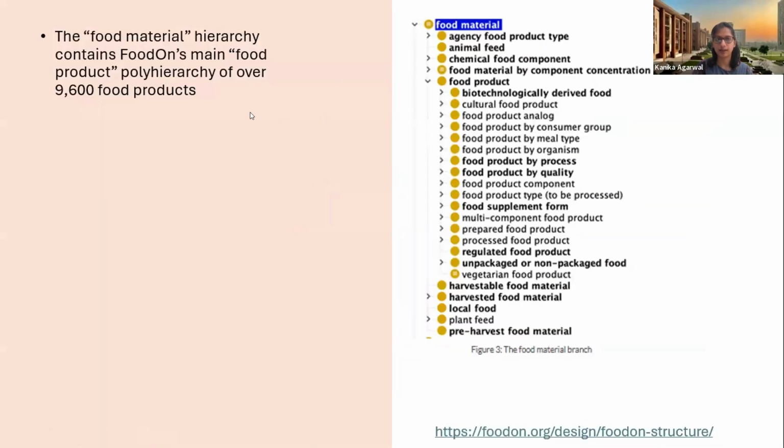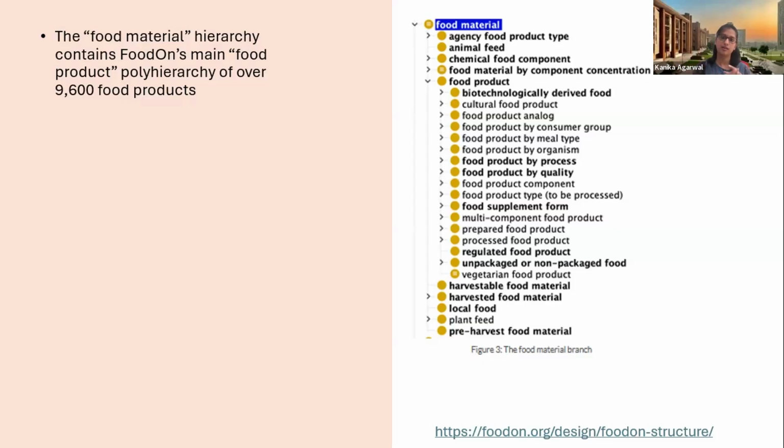Right. So if you look at this, the food material, it's visible. Okay. So in case of food material, it contains the main food product, and it has a poly hierarchy of 9,600 food products. So what do we mean by poly hierarchy? It means that a single food product can belong to different parents.